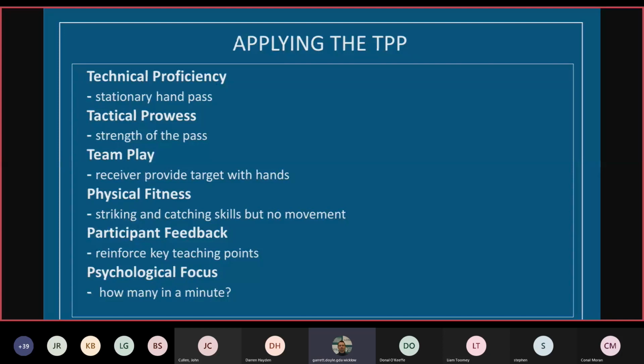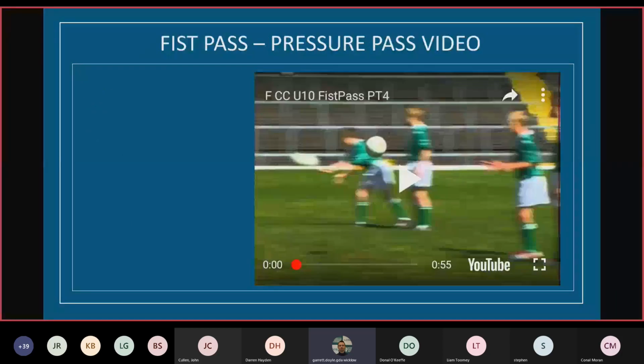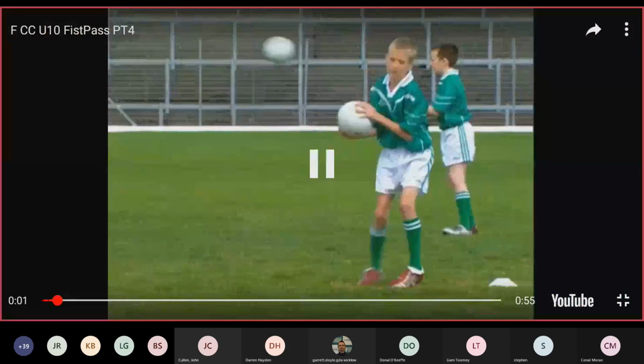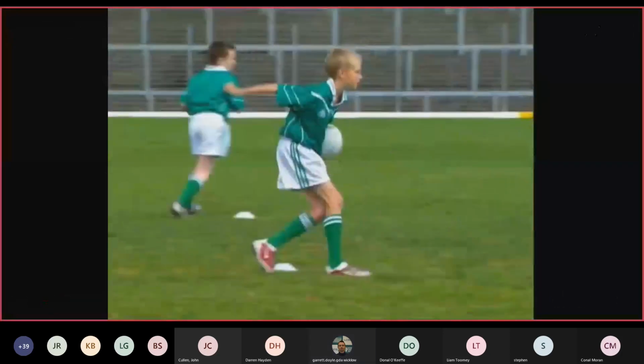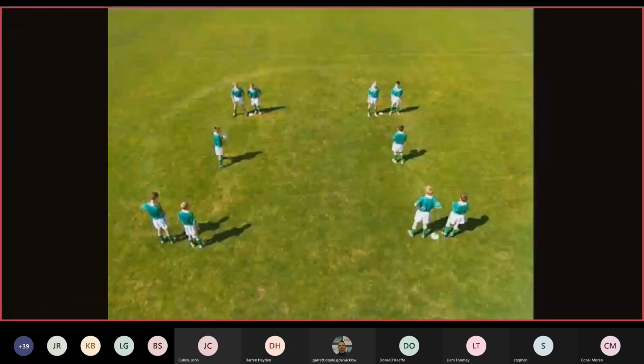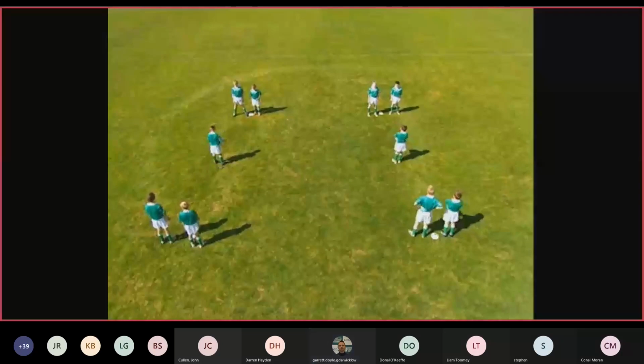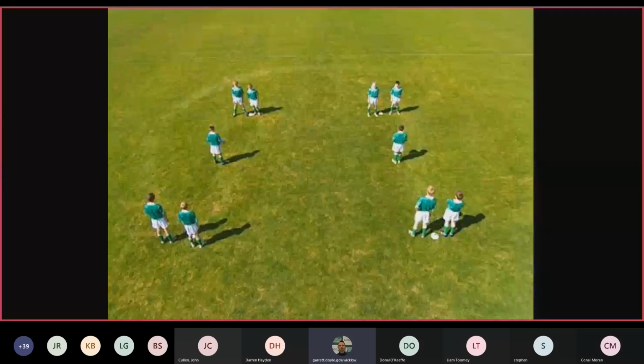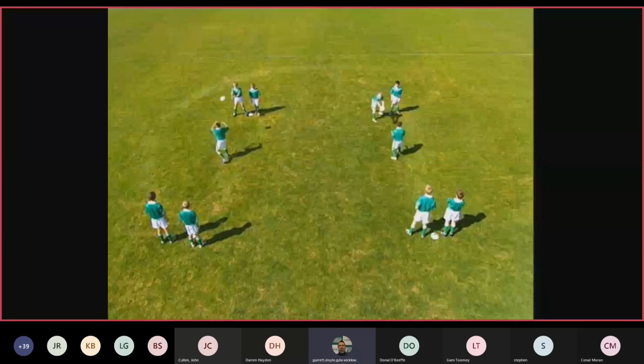So we just moved it on slightly. All of these activities slightly progress in difficulty or challenges the players may face. So the player in the middle experiences the challenge of this, or is asked to do a little bit more. So here we're just introducing a small bit of movement.